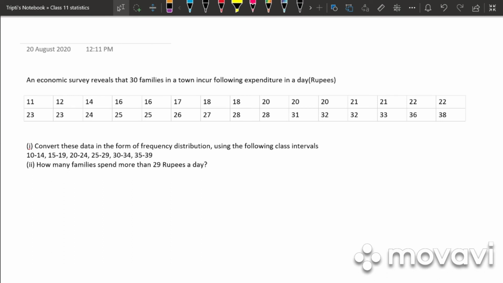So next, let's go on to the next illustration. Please take down this question in your notebook. An economic survey reveals that 30 families in a town incur the following expenditure in a day. They have given us the expenditure in rupees. The first question is, convert this data in the form of frequency distribution using the following class intervals. So they have also given us the class intervals. And the second question is, how many families spend more than 29 rupees a day?